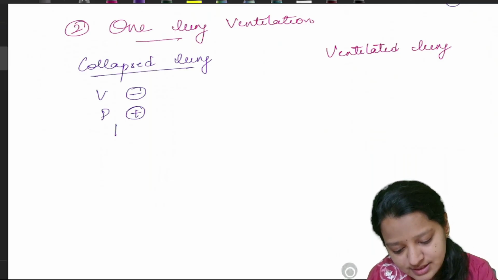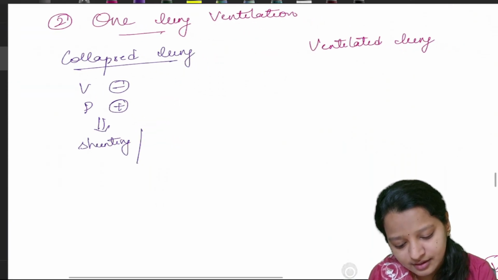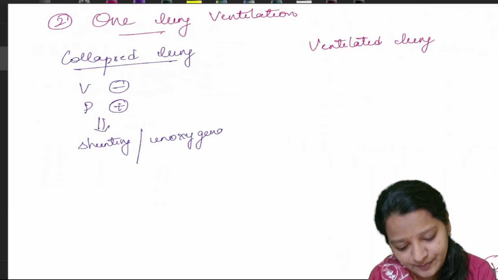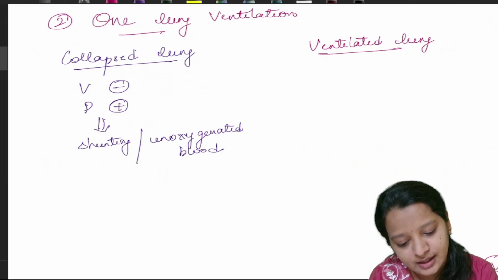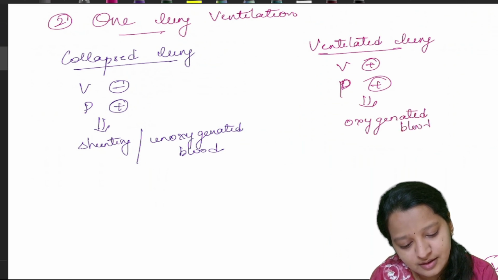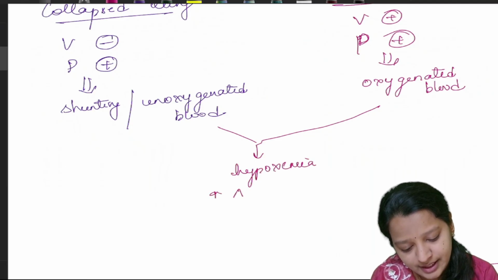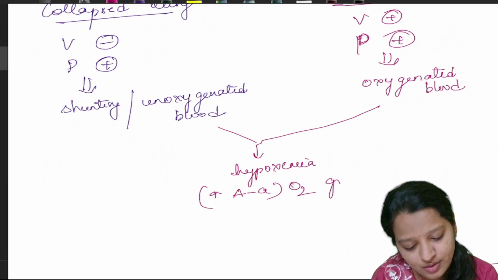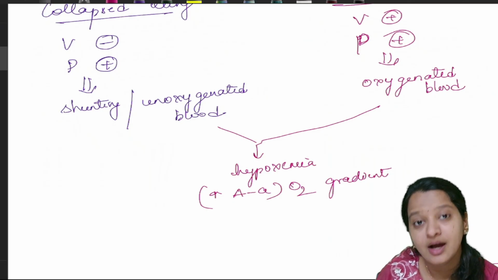What will be the result of this? There will be shunting and unoxygenated blood. What about this ventilated lung? Here there will be ventilation and also perfusion, so there will be oxygenated blood. Finally, these two will get mixed, forming hypoxemia, and there will be an increased alveolar-arterial oxygen gradient. So there will be hypoxemia here, and we have to prevent this hypoxemia during the intraoperative period.